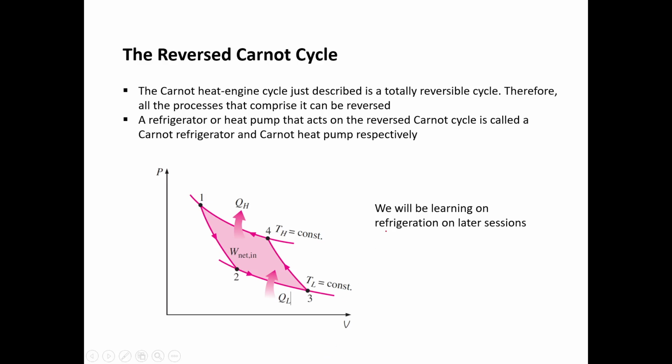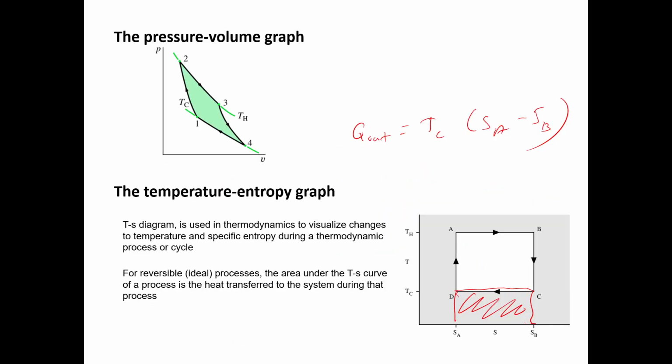Let me continue on with the reverse Carnot cycle. So this is the Carnot cycle, right? In the Carnot cycle we go from 1 to 2, which is isentropic compression, then 2 to 3 isothermal expansion, 3 to 4 isentropic expansion, then 4 to 1 isothermal compression. So we go in the clockwise direction. But if you reverse this, that means instead of going clockwise, you go anti-clockwise, this way, right?